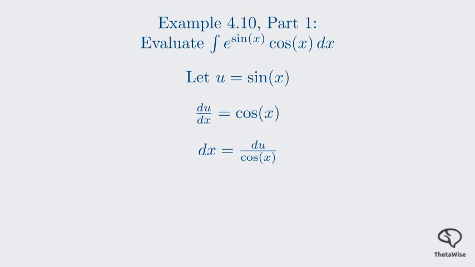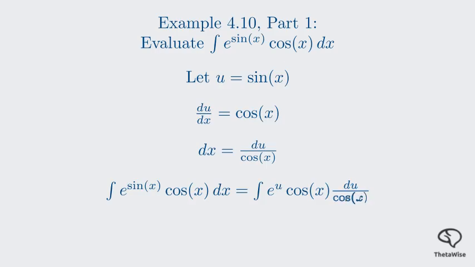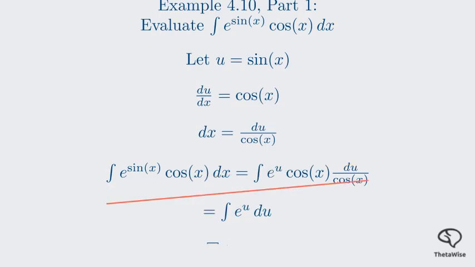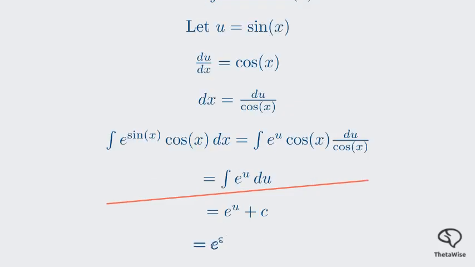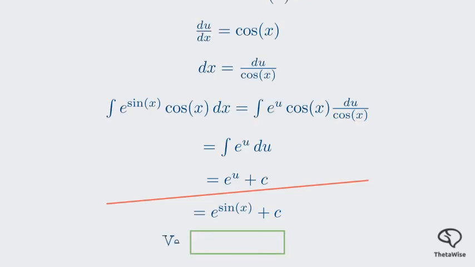Step 2, substitute into the integral. Our integral becomes the integral of e to the power of u times cos x times du over cos x. The cos x terms cancel out. We are left with the integral of e to the power of u du. This is one of the simplest integrals in all of calculus. Step 3. Integrate. The integral of e to the u is just e to the u plus c. Step 4. Substitute back. Our final answer is e to the power of sin x plus c. This matches the solution in the memo.